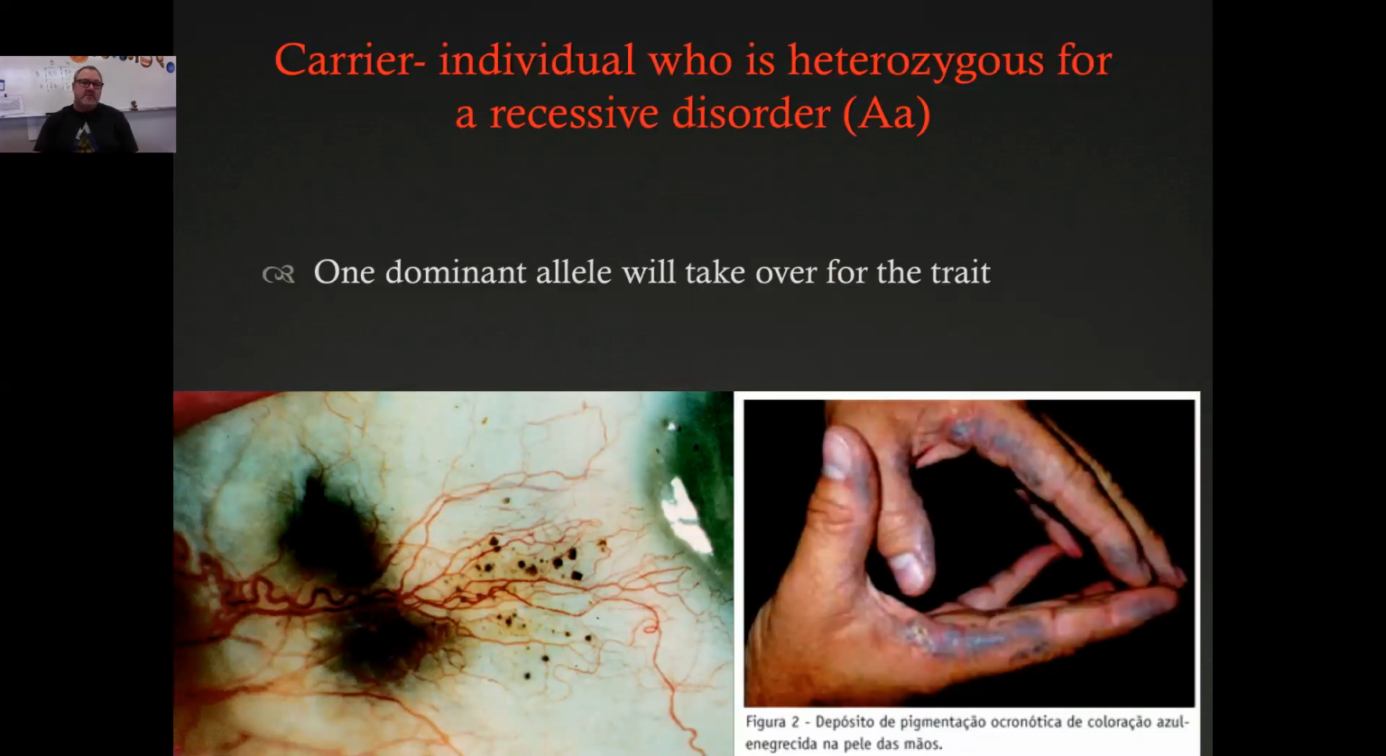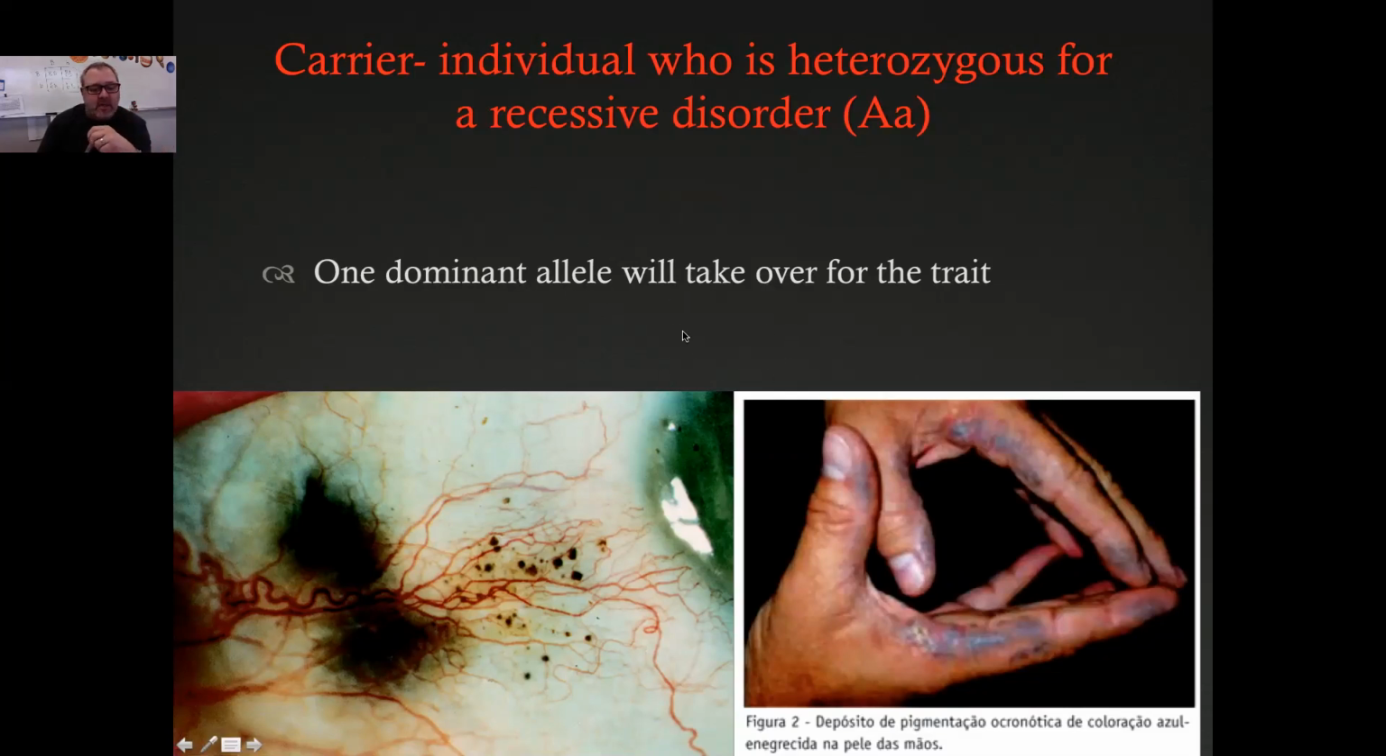Okay, so an individual who is heterozygous, so they have both the dominant and the recessive allele, is what we call a carrier, okay? So if you're heterozygous, you are a carrier because you have the recessive allele. So you have the little a. Now, the dominant allele will take over or mask the results, which is what would happen if you only had the recessive allele, okay? One dominant one will take over for the trait.